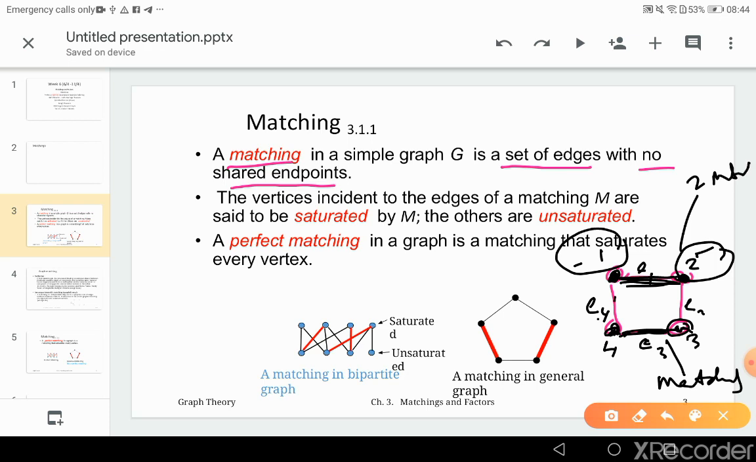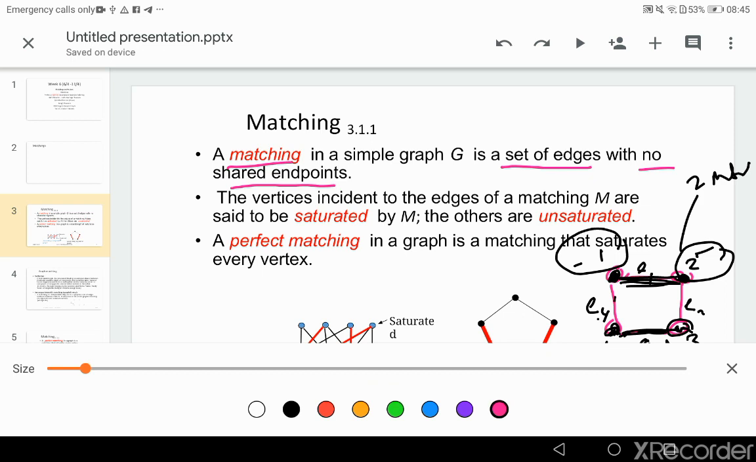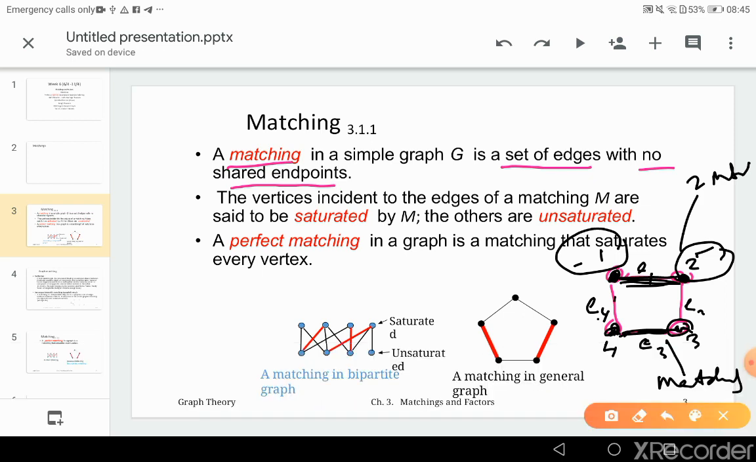The vertices incident to the edges of matching M are said to be saturated by M, and the others are unsaturated. So when the vertices are incident to the matching edges, they are saturated, and the others are unsaturated.